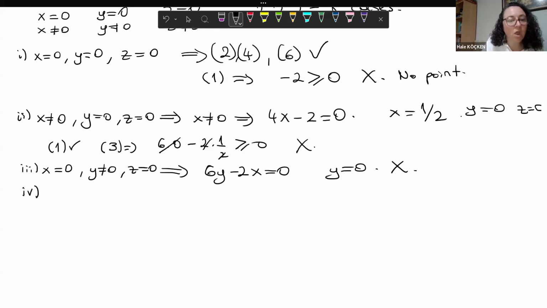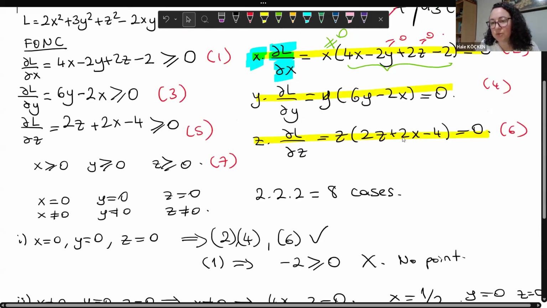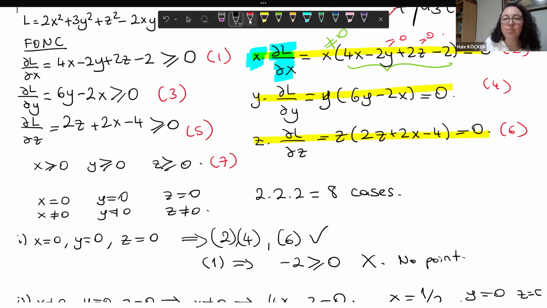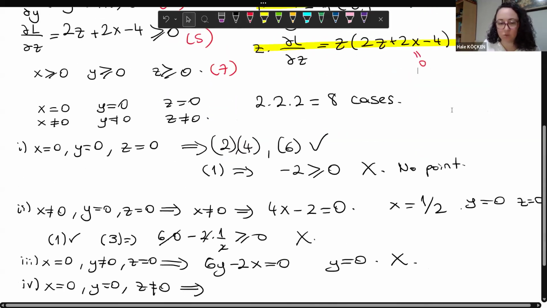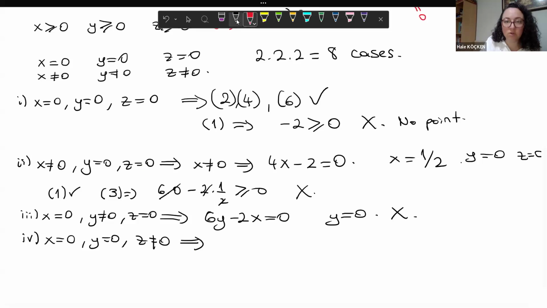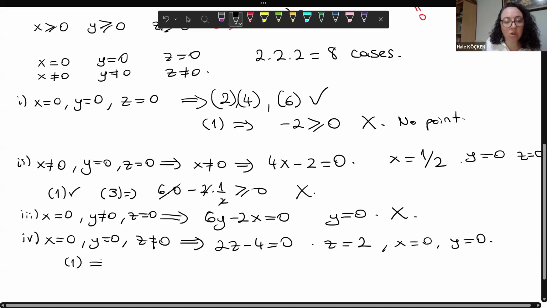Fourth, x is 0, y is 0, but z is different from 0. If z is different from 0, 2z plus 2x minus 4 is 0. Since x is 0 here, 2z minus 4 is equal to 0, which tells me z is 2. X is 0, y is 0. I will check all of them. I will check 1 first.